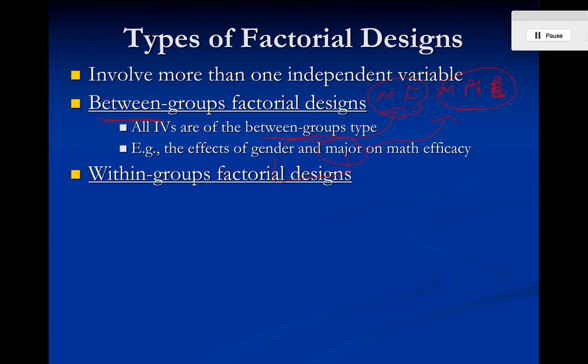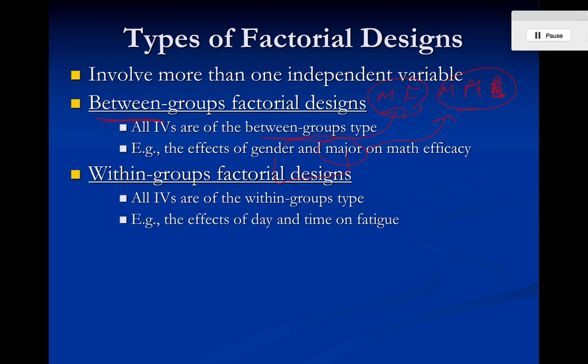So now here with the within groups factorial design, we have the requirement that all our independent variables are of the within groups type. So in other words, all of my independent variables require my participants to be in all groups of each of the independent variables. Okay, so that becomes a little bit difficult to do. So here, let's think of an example. The effects of day and time on fatigue. So day and time are my IVs, fatigue being my DV.